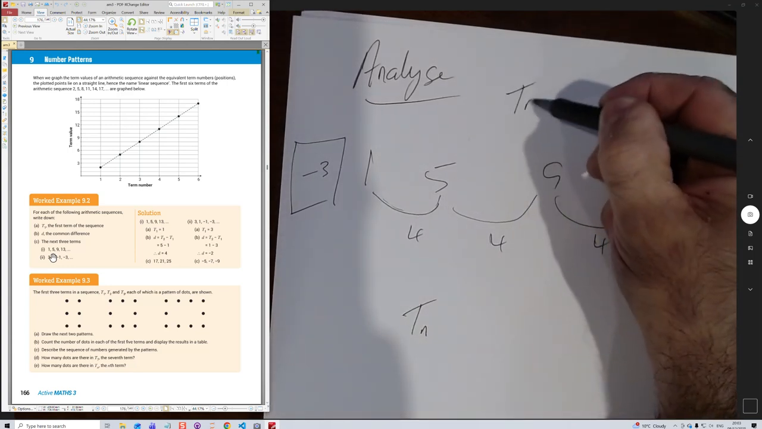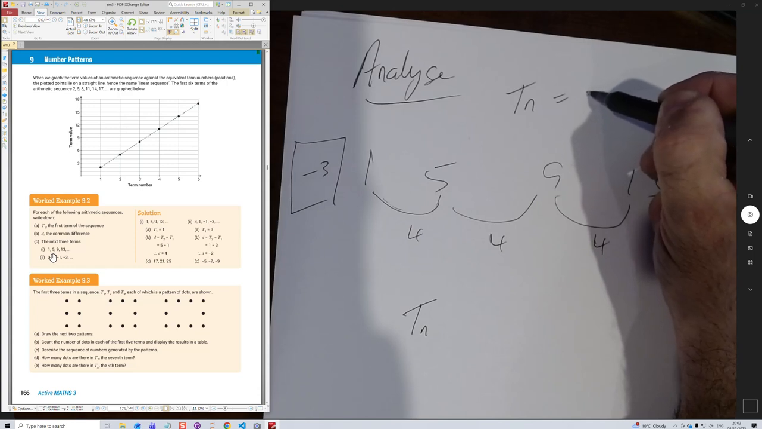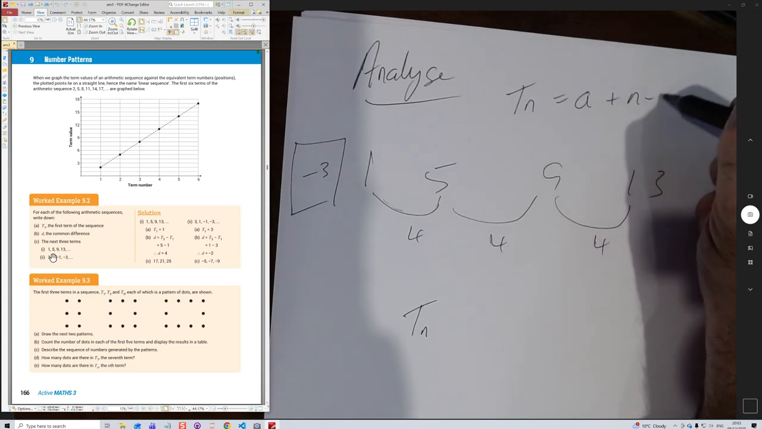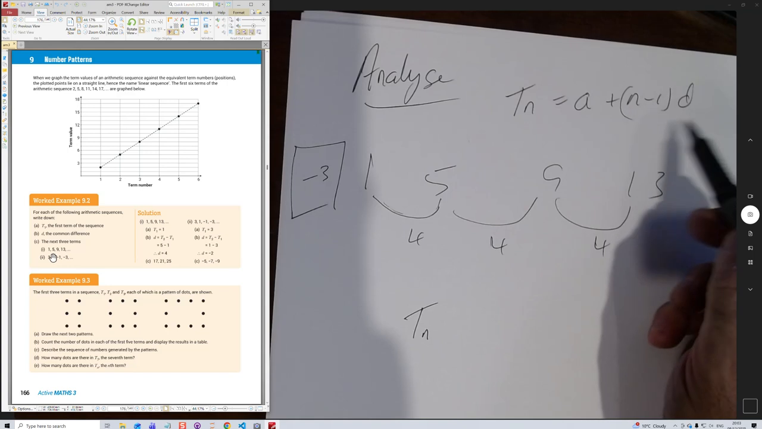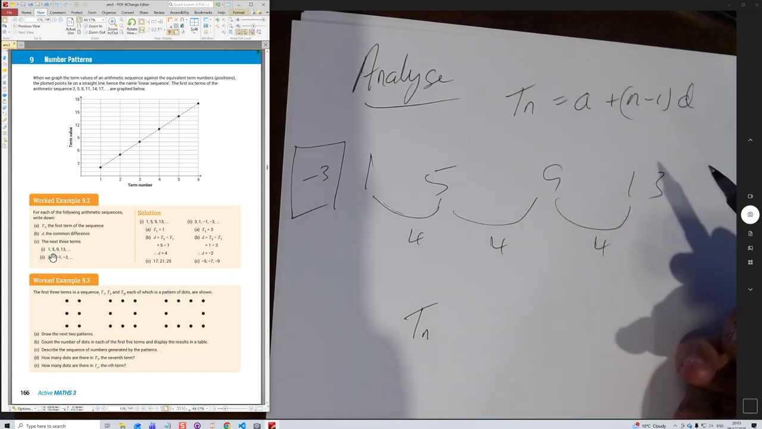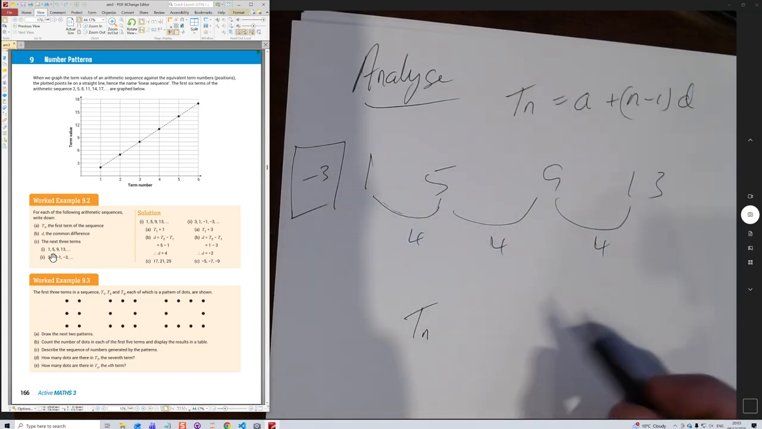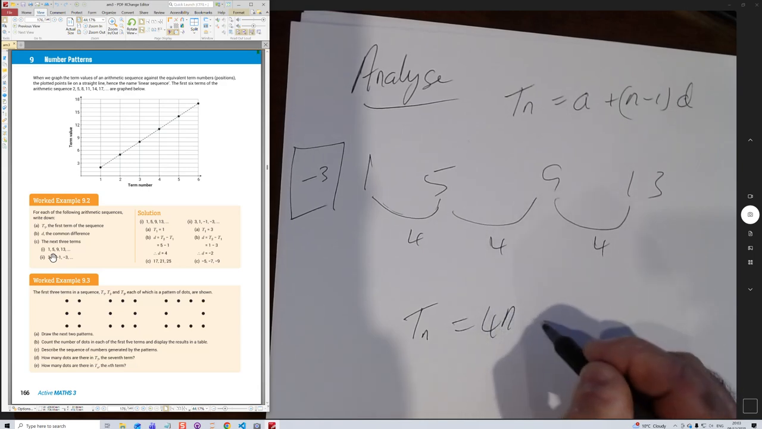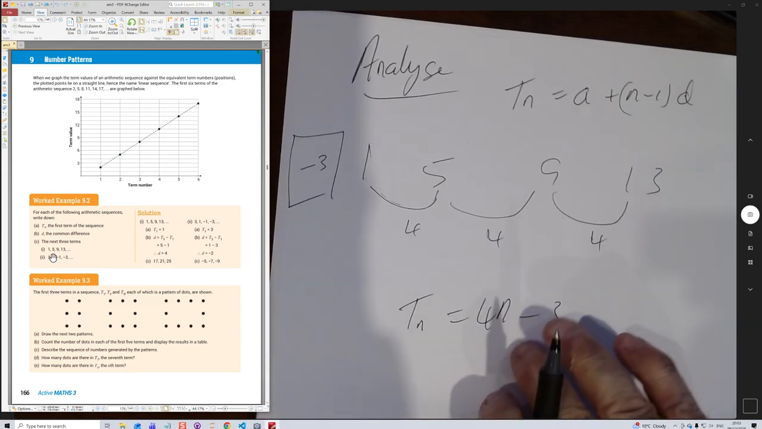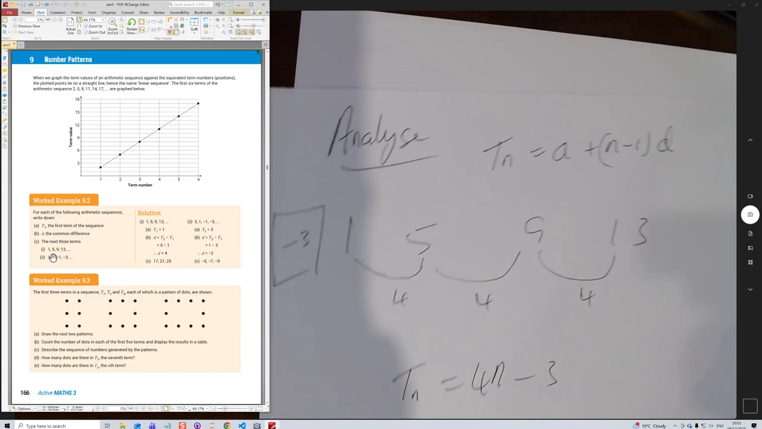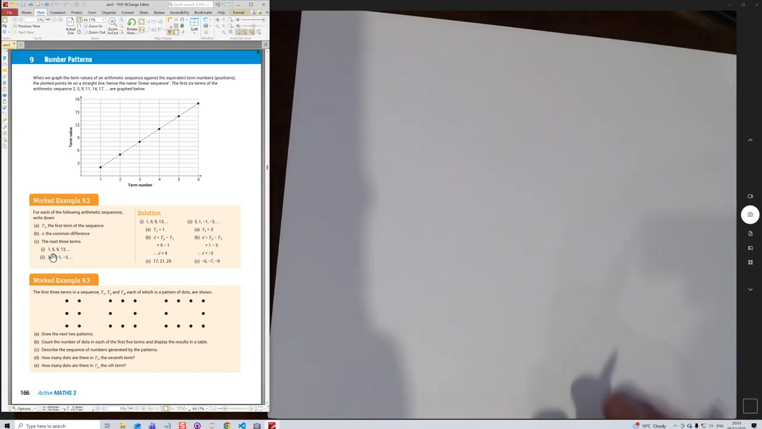Write down the formula, by all means: term n is equal to a plus (n minus 1)d. And don't do any arithmetic, don't do any algebra on it. Just that's the formula. But that formula and this are the same thing. So we got 4n minus 3. Okay, you can use that to work out any particular sequence.